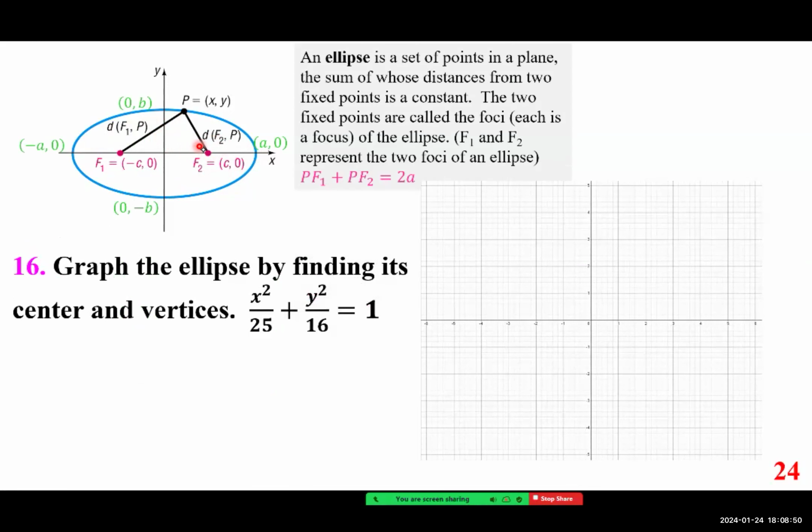An ellipse is defined as follows. An ellipse is a set of points in a plane, the sum of whose distances from two fixed points is a constant. The two fixed points are called the foci, each is a focus of the ellipse. F1 and F2 represent the two foci of an ellipse. Now PF1 plus PF2 is constant. It happened to be 2 times a. If I pick another point and I connect them to F1 and F2, it works the same way.